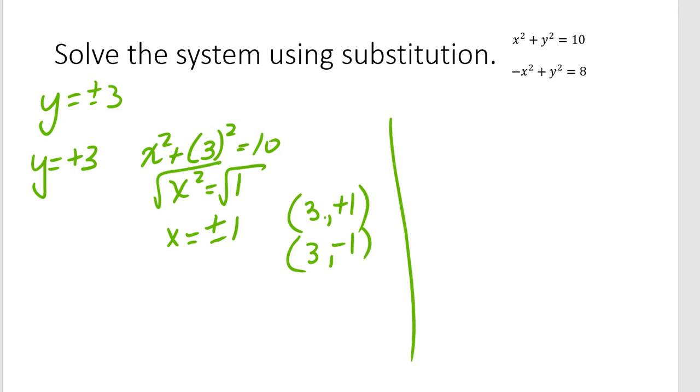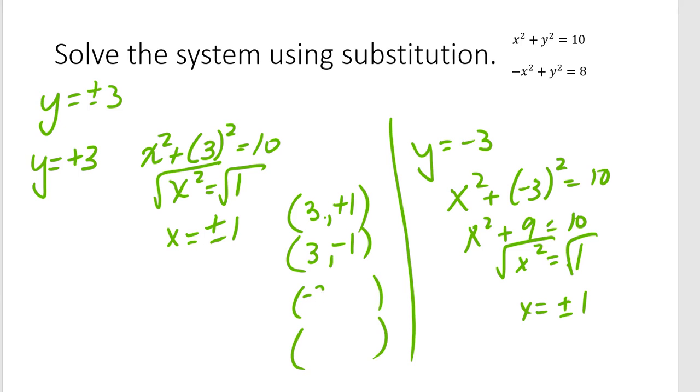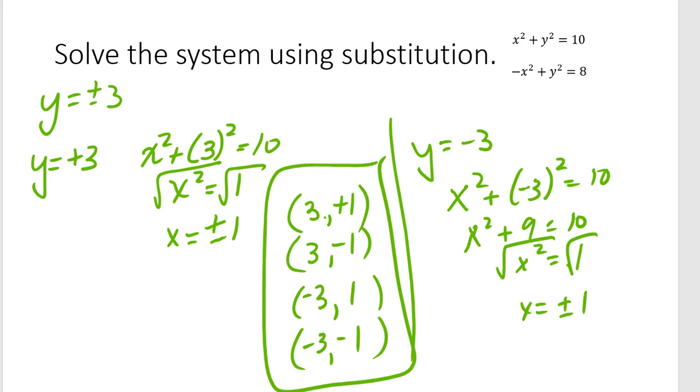Now I have to also consider when y is equal to negative 3. So once again, I'll put it into my original equation. And I'll get x squared plus 9 is equal to 10. And I'll subtract 9 from both sides. And I'll get x squared is equal to 1, or x is equal to plus or minus 1. So this will give me two more ordered pairs, (-3, 1) and (-3, -1). So I end up with 4 answers.